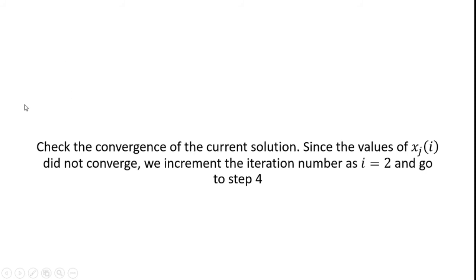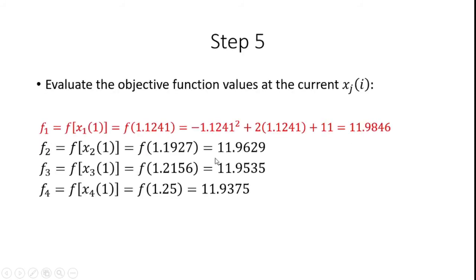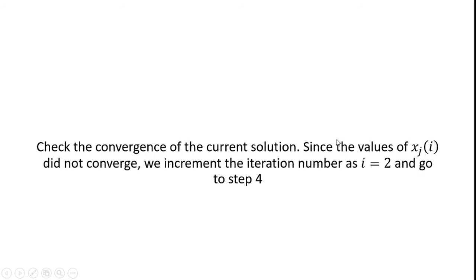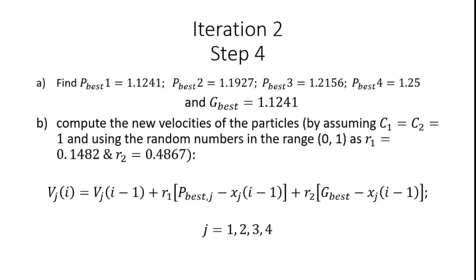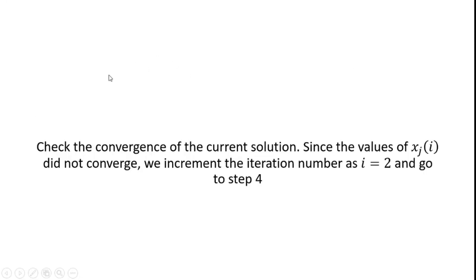Check the convergence. After completing the first iteration, check the convergence of the current solution. Since the value of xji did not converge, because I can get variable solutions with iteration 1, I didn't get any convergence. So we increment the iteration number as I is equal to 2 and go to step 4. We won't go for step 1, step 2 and step 3 again. So directly we go to step 4. From this, I choose the P best points from the previous iteration.